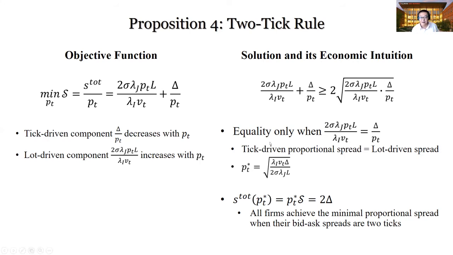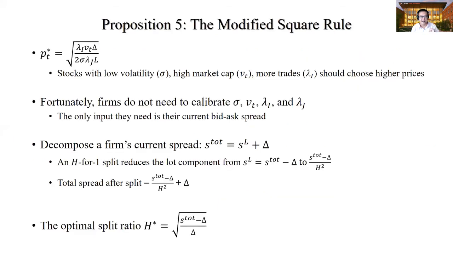But if you're a large firm, you should choose a higher price. If you're a small firm, you should choose a lower price. But everyone should choose a price where the spread is exactly 2 ticks. So for example, if you have low volatility, you should choose a very high price. If you have more trades, you should choose a high price.